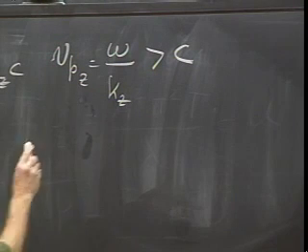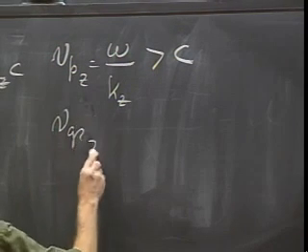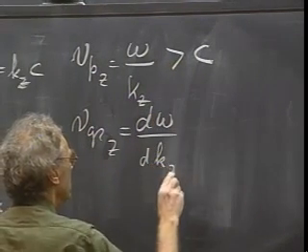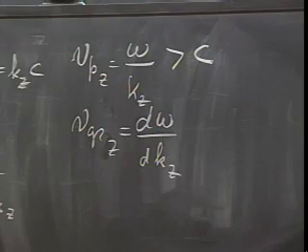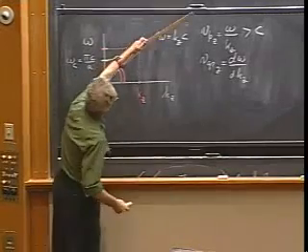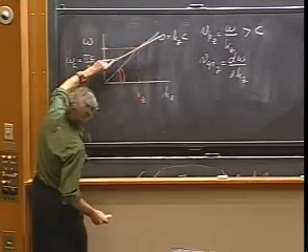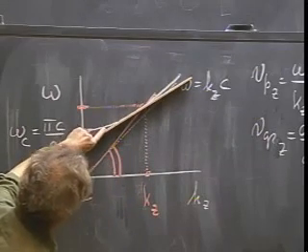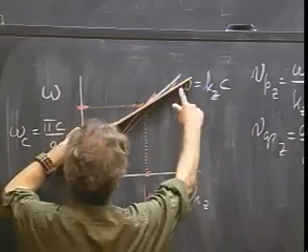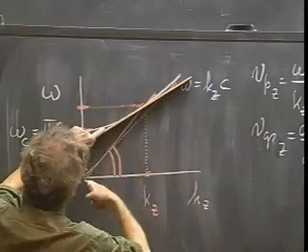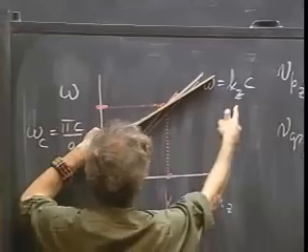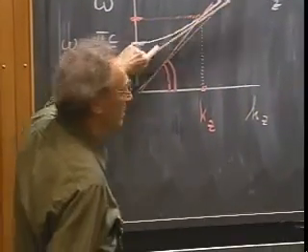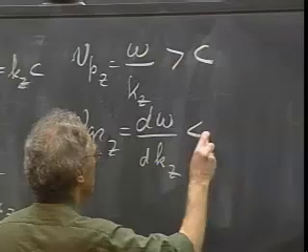The group velocity in the z direction is d omega dkz. And d omega dkz is the tangent along this line here. So at this point here, the tangent would be like this. I don't want to draw another line because it becomes too cluttered. But you can see that this slope is smaller than the line here, which indicates the c. And therefore, the group velocity is smaller than c. So this is smaller than c.